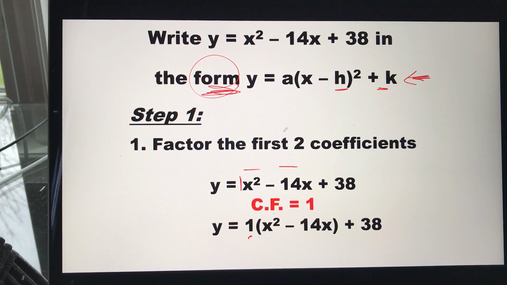Here's my number out front. Here's my bracket. And here's my number floating on the end. So it's actually that one step gets us almost halfway there.